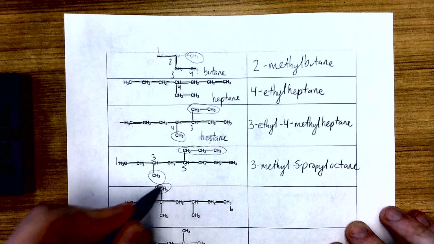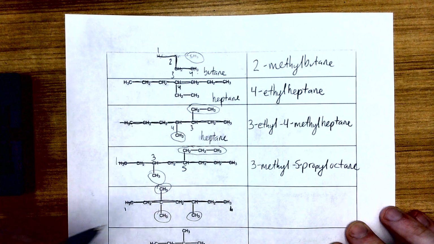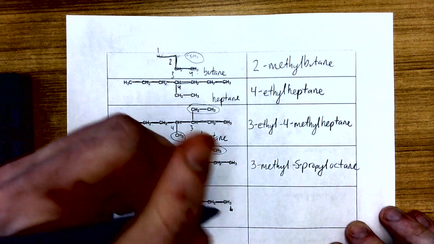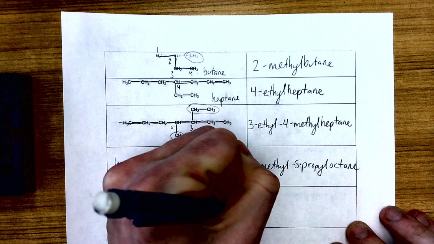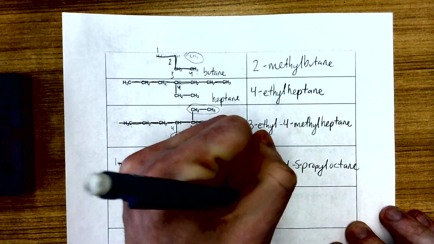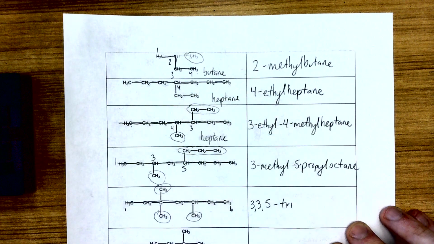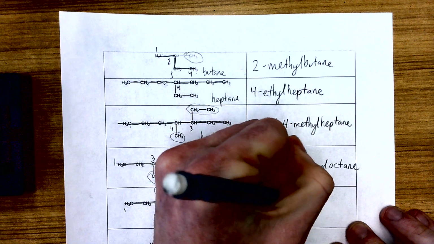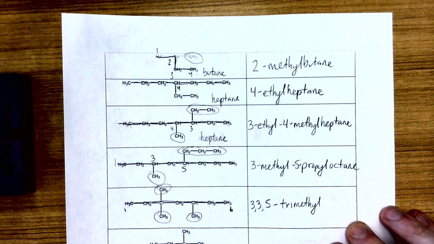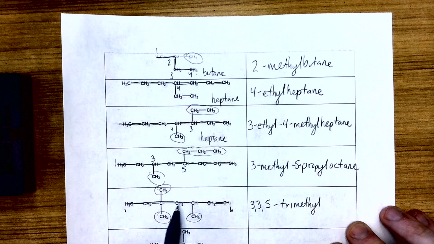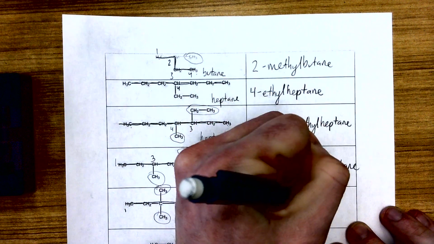And we have meth, meth, meth, 3 identical branches. And when we name this, it'll be 3, 3, 5, tri, because there are 3 identical branches, and those branches are methyl, and the backbone is heptane.